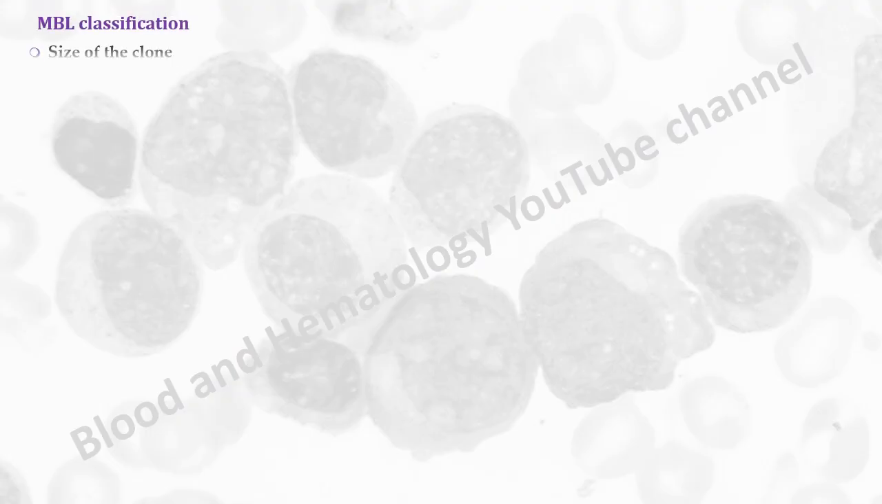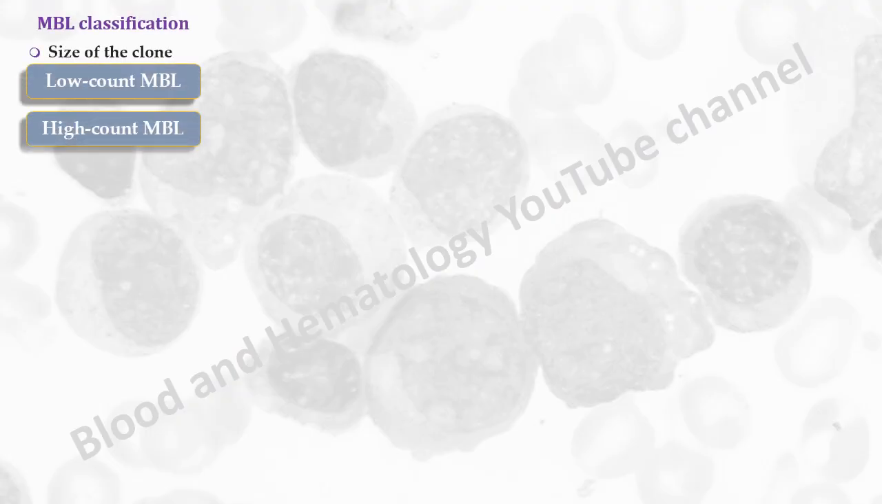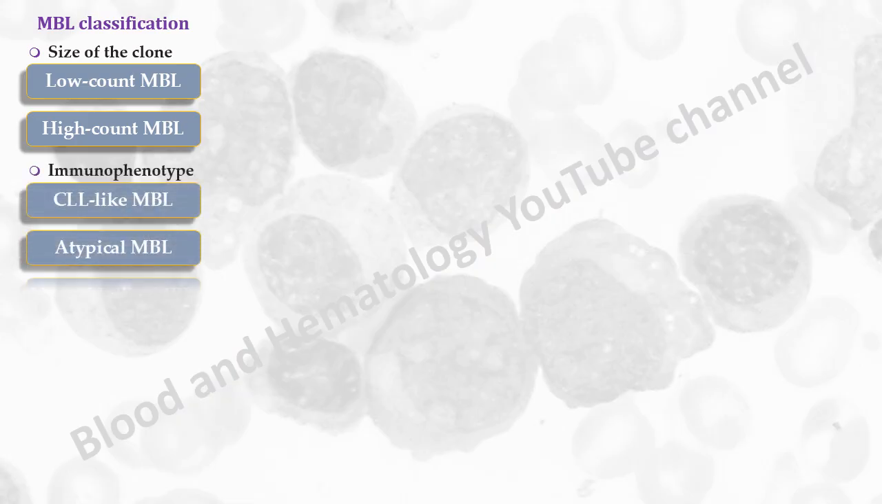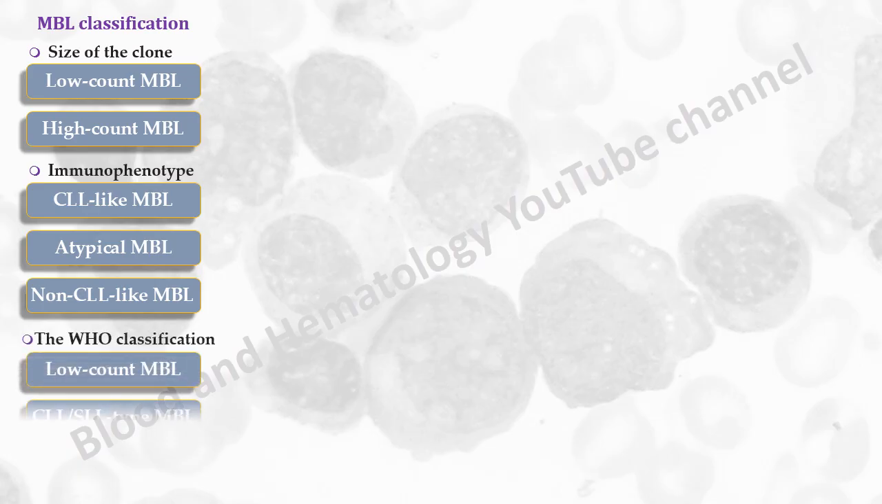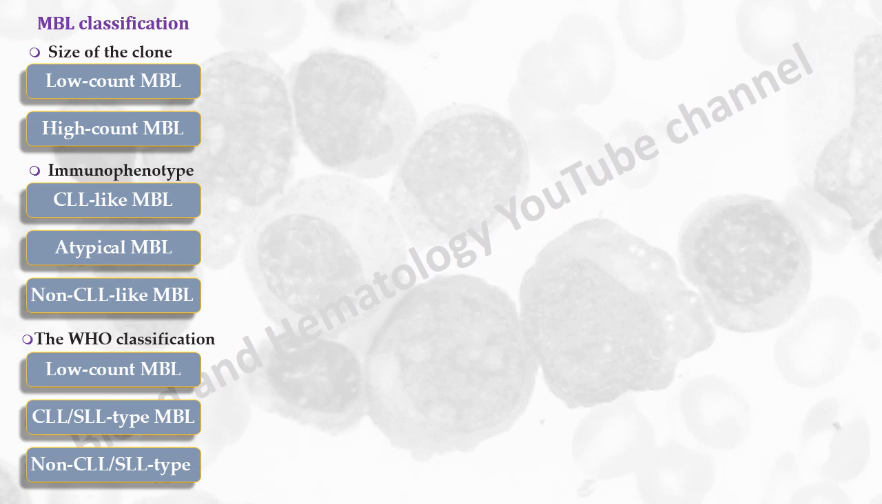MBL can be classified by the size of the clone, to low-count or high-count MBL, and by the immunophenotype, to CLL-like, atypical, and non-CLL-like MBL. The WHO classification categorizes MBL into 3 subtypes: low-count, CLL/SLL type, and non-CLL/SLL type MBL.